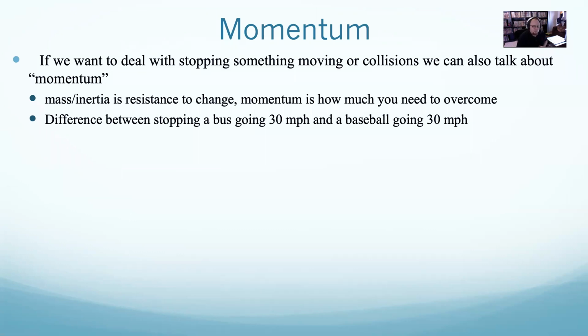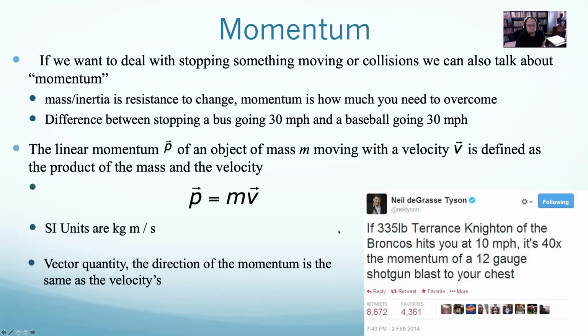Momentum is dealing with the fact that mass, or inertia, whichever one you want to call it, wants to resist changes. And momentum is how much you need to overcome the inertia. Because it's not good enough to say, okay, I need to do an acceleration, but how hard is it going to be? Momentum, which uses the symbol P, I don't know why momentum uses P, I apologize, but momentum, or at least linear momentum, is mass times velocity, and has units of kilogram meters per second.